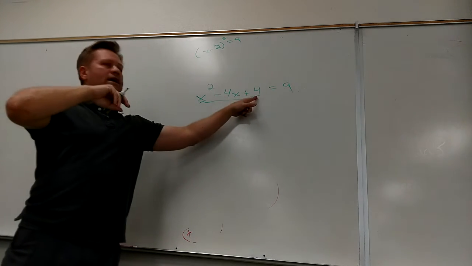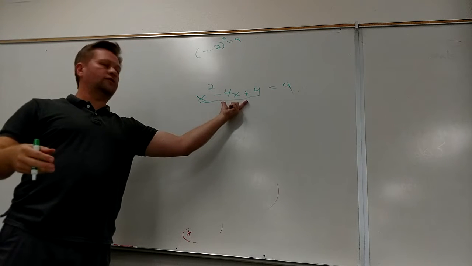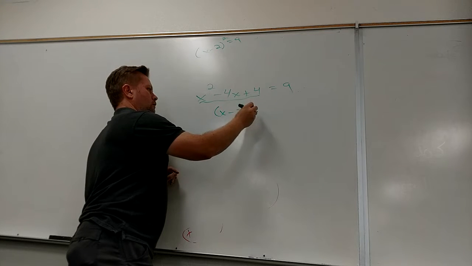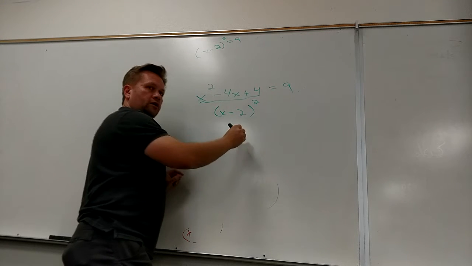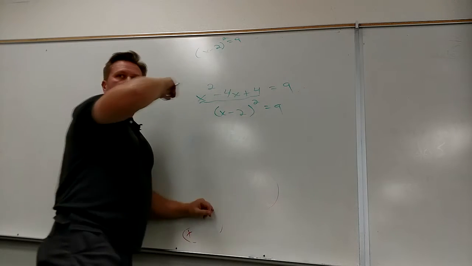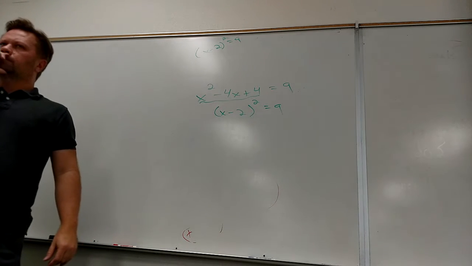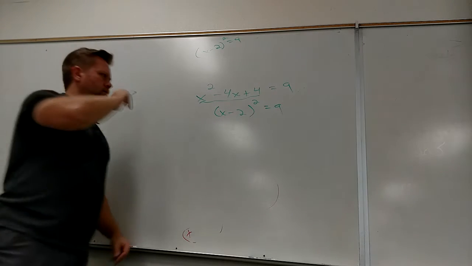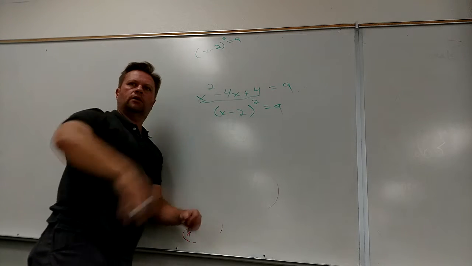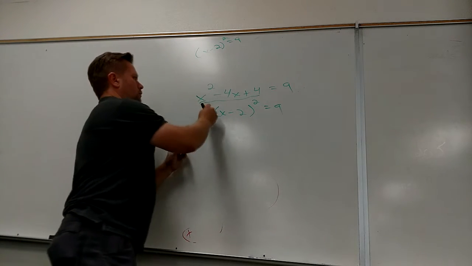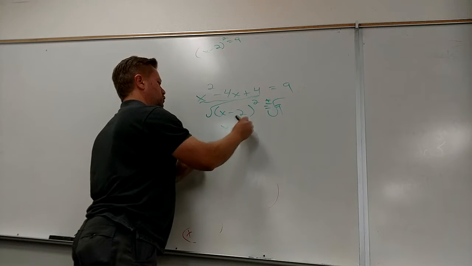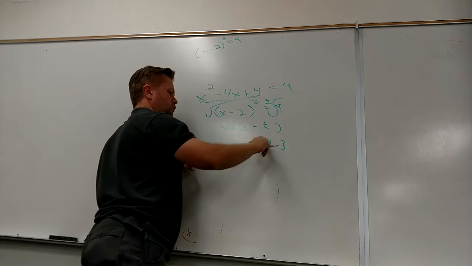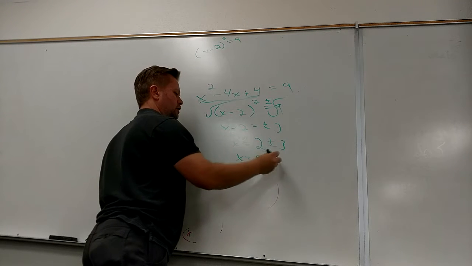Instead of subtracting 9 and factoring, can you see I can factor this? How would I factor this? X minus 2, and then x minus 2, right? So squared. And then it's this problem, right? Do you guys see that? And then I can square it and so on. So you got x minus 2 equals plus or minus 3. You get x is 2, give or take 3. So 2 give 3 is 5. 2 take 3 is negative 1.